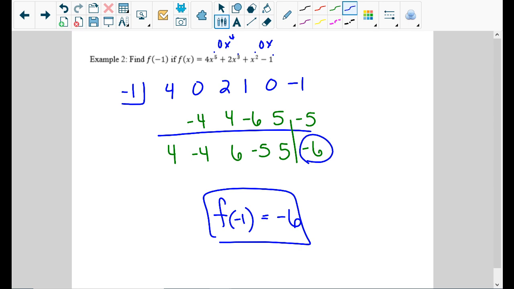So biggest thing again, remember with the remainder, with synthetic division, you have to put those placeholders in there if the exponents don't go in order, decreasing order. Okay. All right. So a couple application problems here.